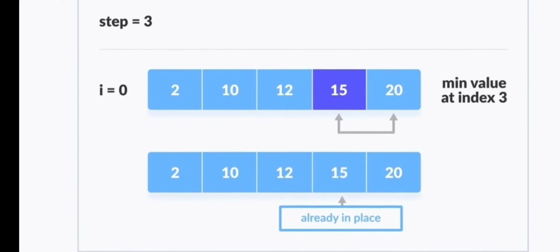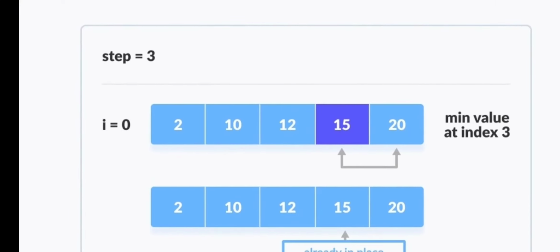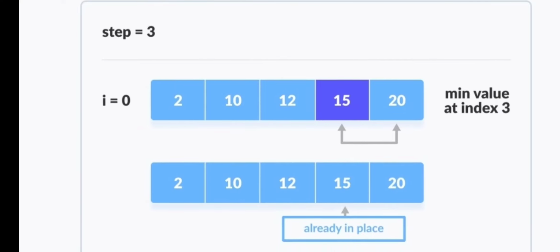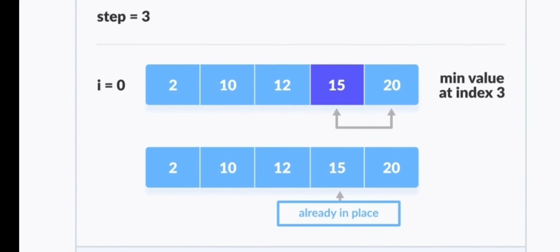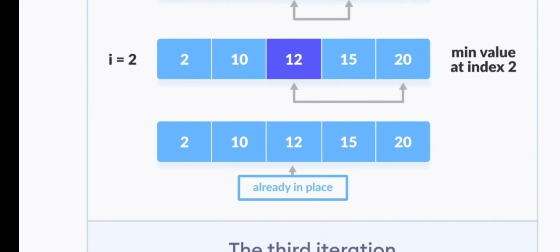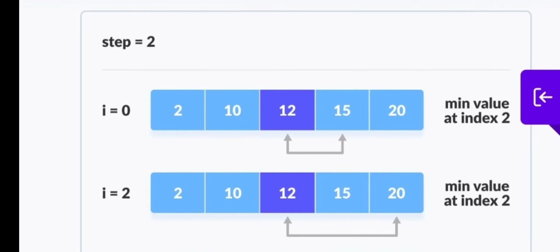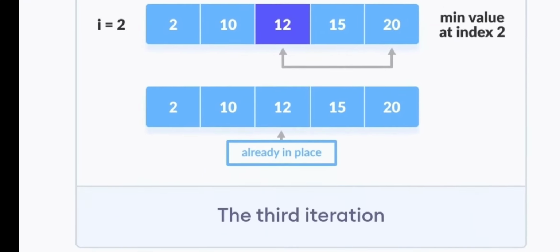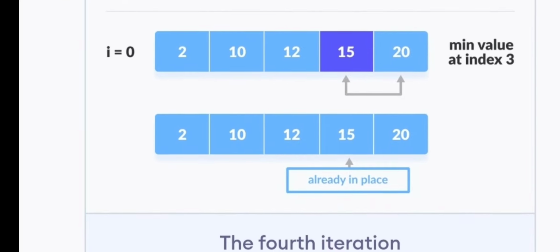Next, fourth iteration. 15 is compared with 20, minimum value, and 15 is the minimum, already in its appropriate place, 15, 20, right? This is the fourth iteration. You observe, already at the third iteration the list is in sorted order: 2, 10, 12, 15, 20. But we completed the third iteration and we completed the fourth iteration also.